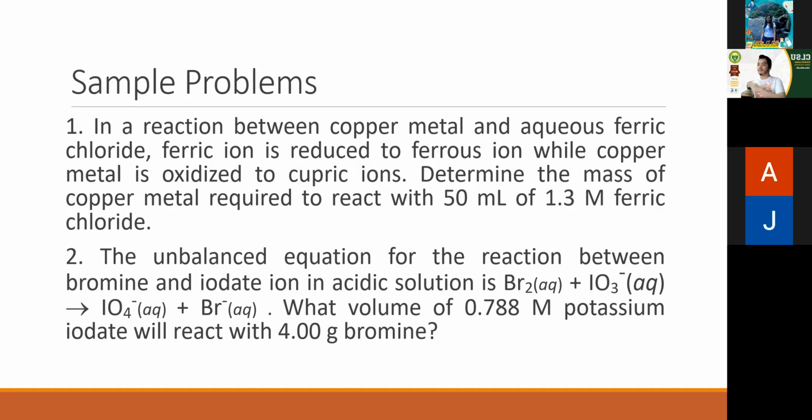Yan. So for number 2, so the unbalanced equation for the reaction between bromine and iodate ion in acidic solution. Take note, ha, acidic. So Br2 will react to IO3 negative, will yield IO4 sa Br negative. So ang tanong, what volume of 0.788 molar potassium iodate will react with 4 grams of bromine?